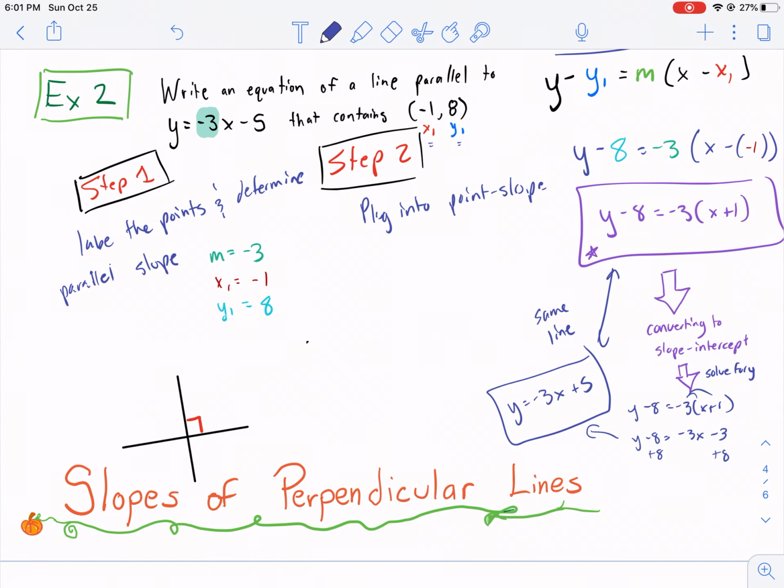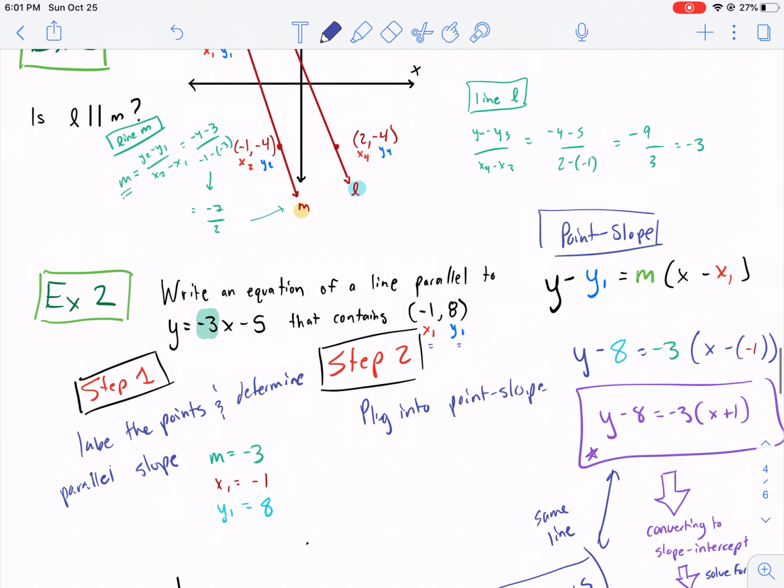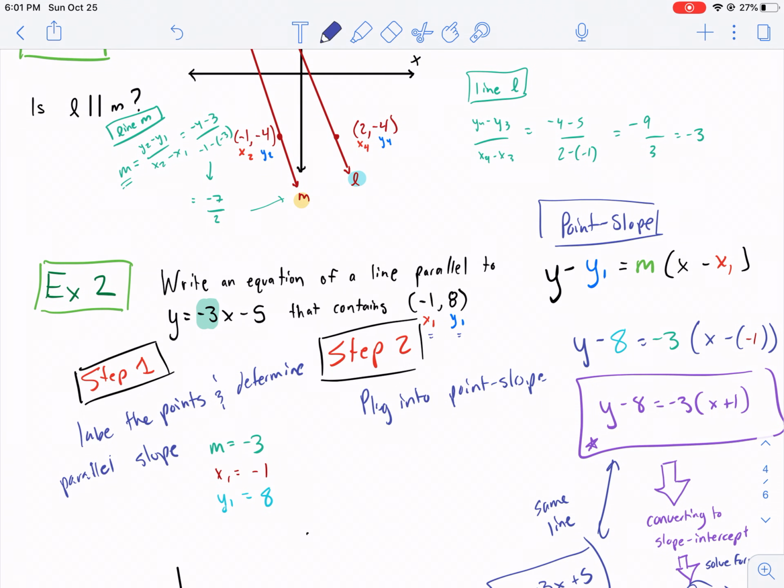Okay, so that's our introduction into parallel lines. I'm going to save perpendicular for another video. It's not much more difficult, but there is one additional step we need to consider. So I will see you next time in part 2.